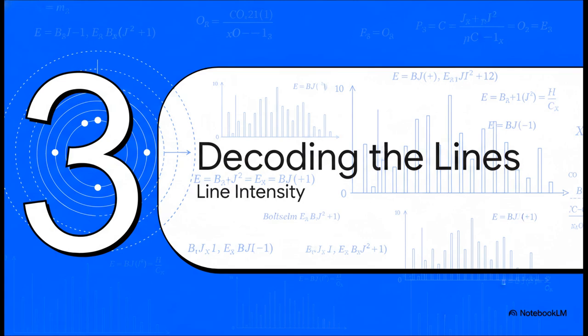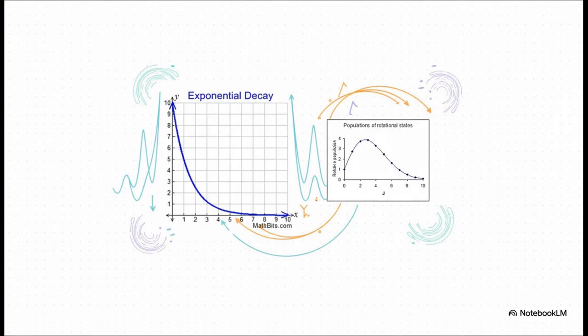But if you look back at that carbon monoxide spectrum, you probably noticed the lines aren't all the same height. So what's that about? What determines their intensity? The intensity of each line is all about population, basically how many molecules are in a specific energy level to begin with. And this is a tug-of-war between two opposing forces.